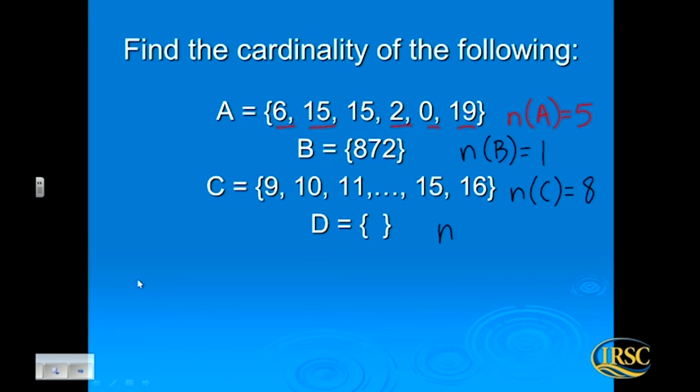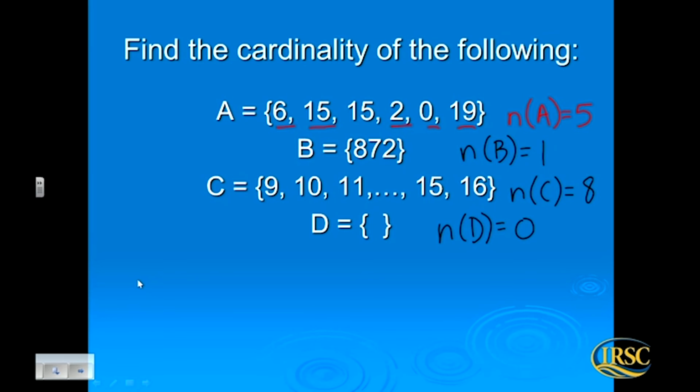And then the last one, the cardinal number. Okay, I was going to actually give you credit, but it's not empty set. Remember, when you're doing cardinal number, you're trying to figure out what's the amount of elements in the set. 0. Right. This is the empty set. Okay, D is the empty set.